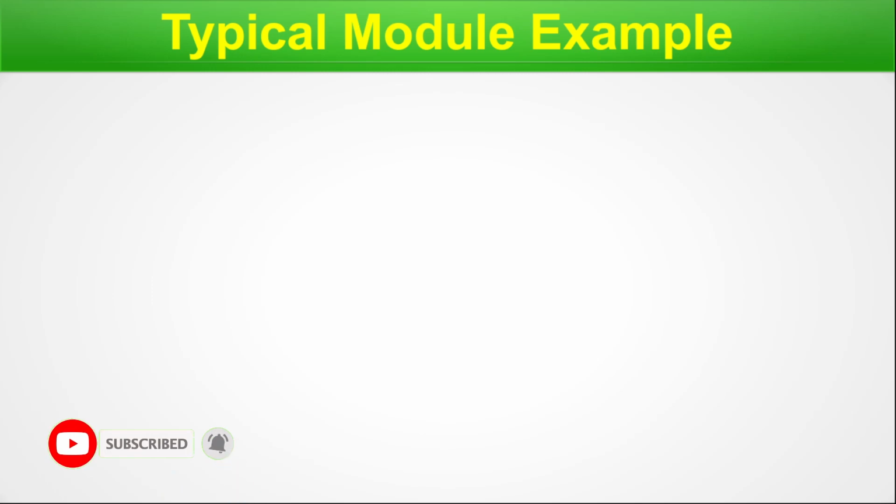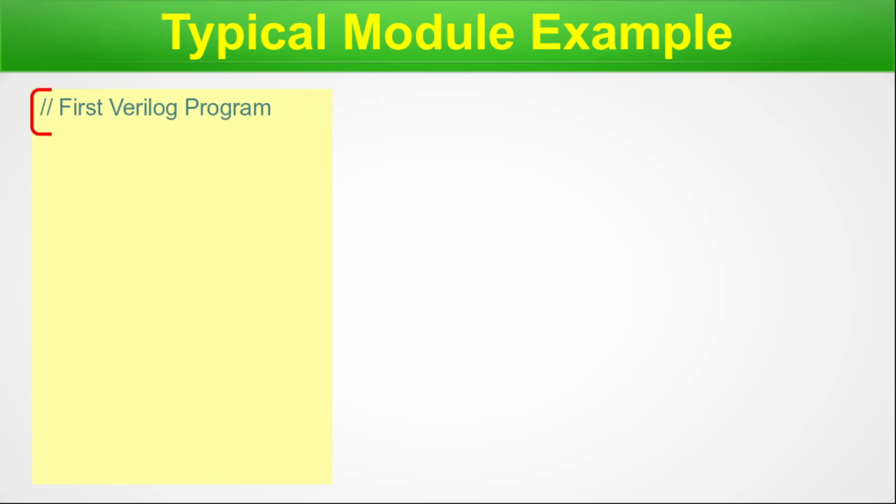Typical module example. Here in this slide, we will give a real-time example of a Verilog module for a digital circuit, and I will point out each and every section and what it is called. So this is a kind of visual tour. In the next episode, we will simulate these codes in an actual simulator. This is the comment. It is your first Verilog program.